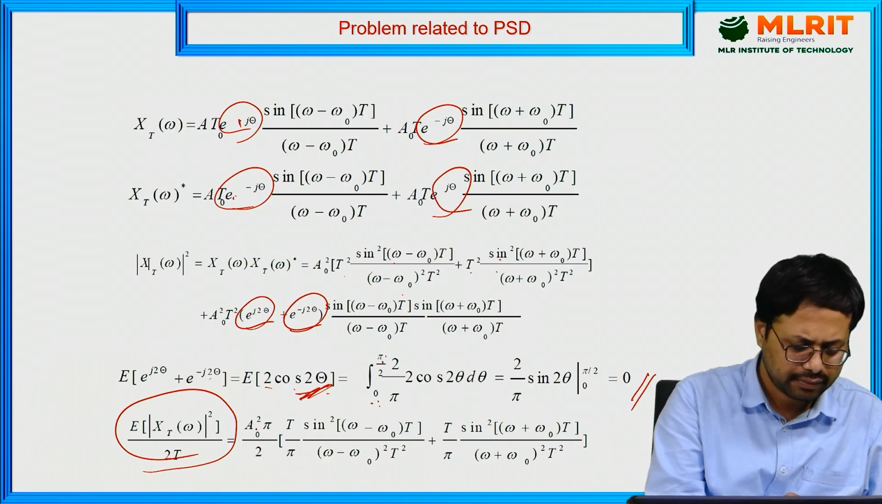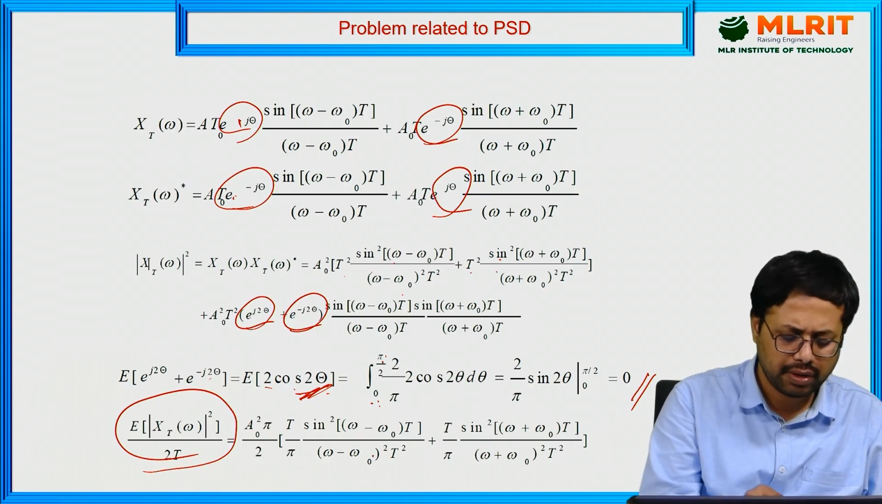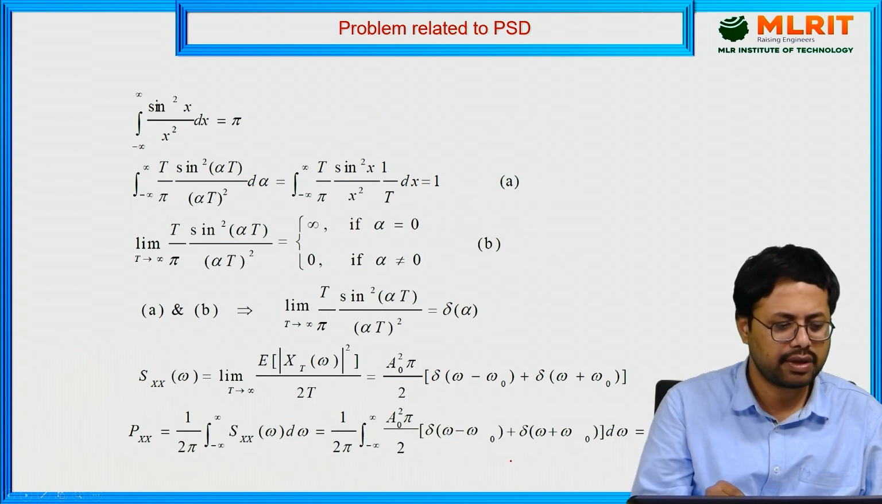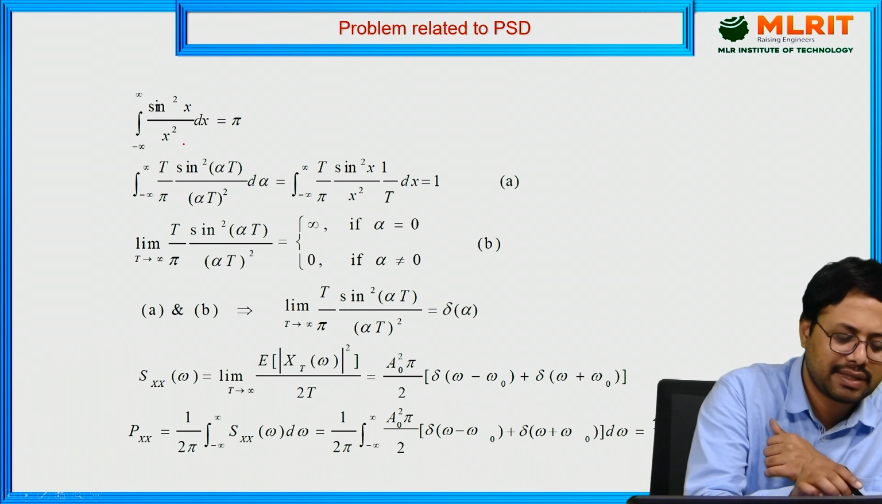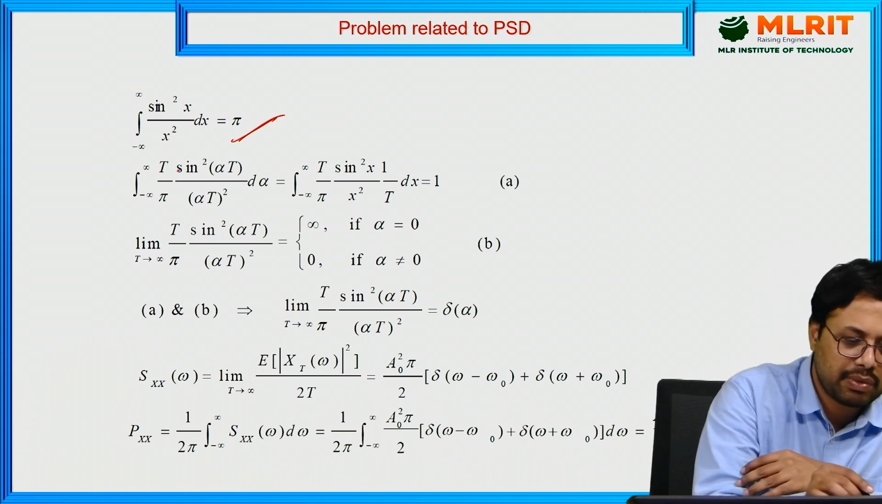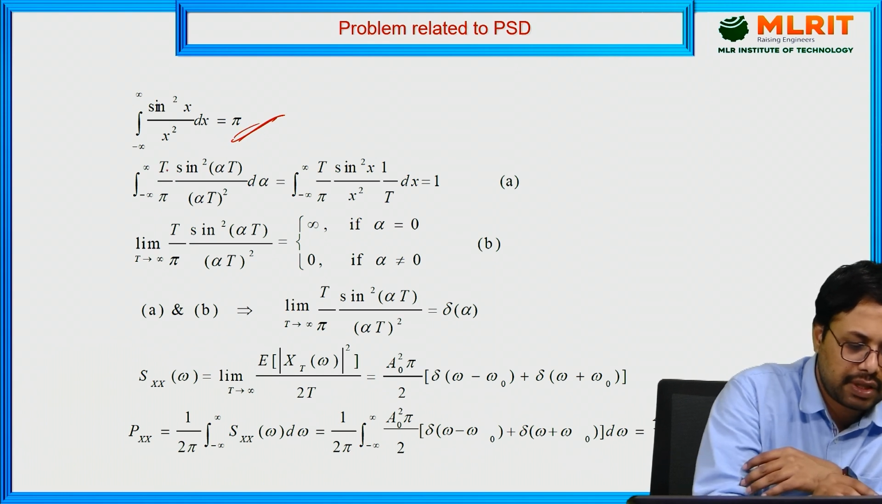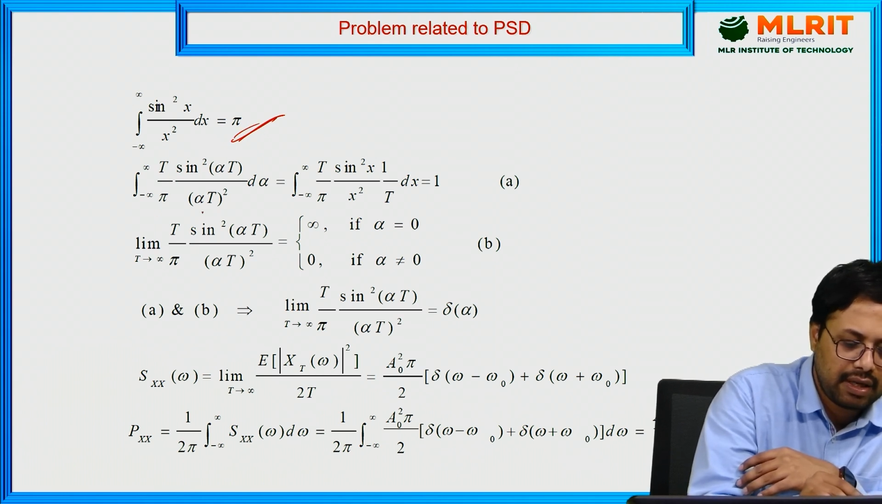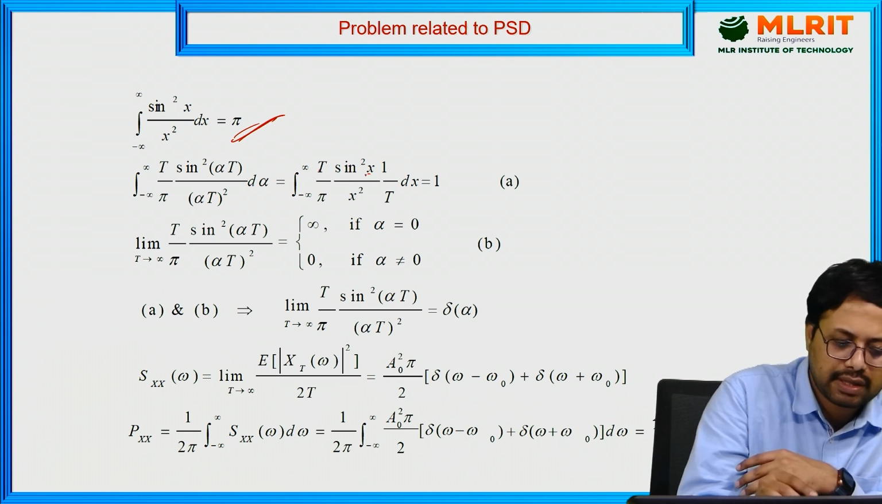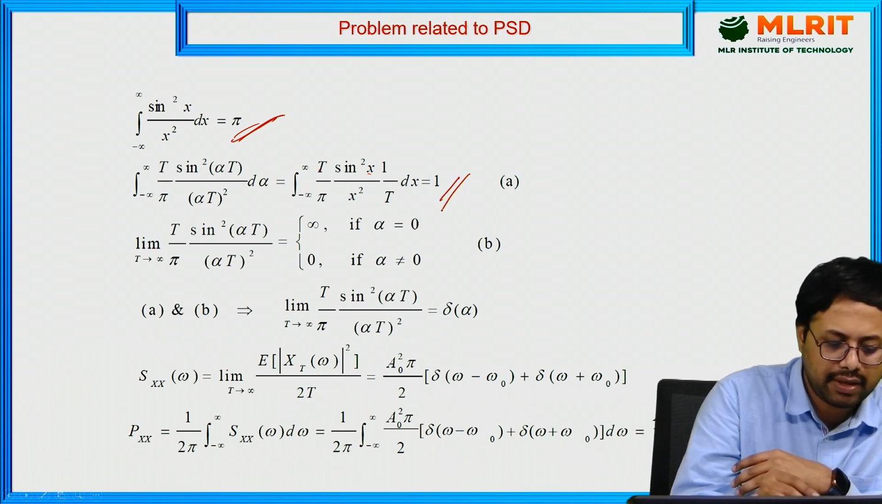Next, A naught T pi by 2, apply the limits, then the limit as T tends to infinity of sin square x by sin x square. You know the basic calculus formulas: sin square x by sin x square is pi, and this one is T by pi times sin square alpha T by alpha T whole square. Then the pi cancels, the T cancels, and you will get 1.